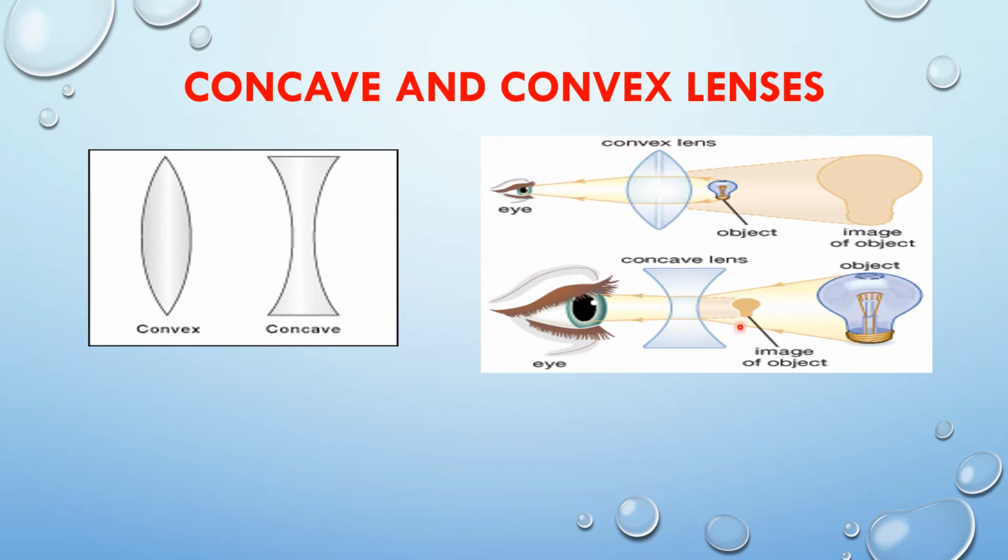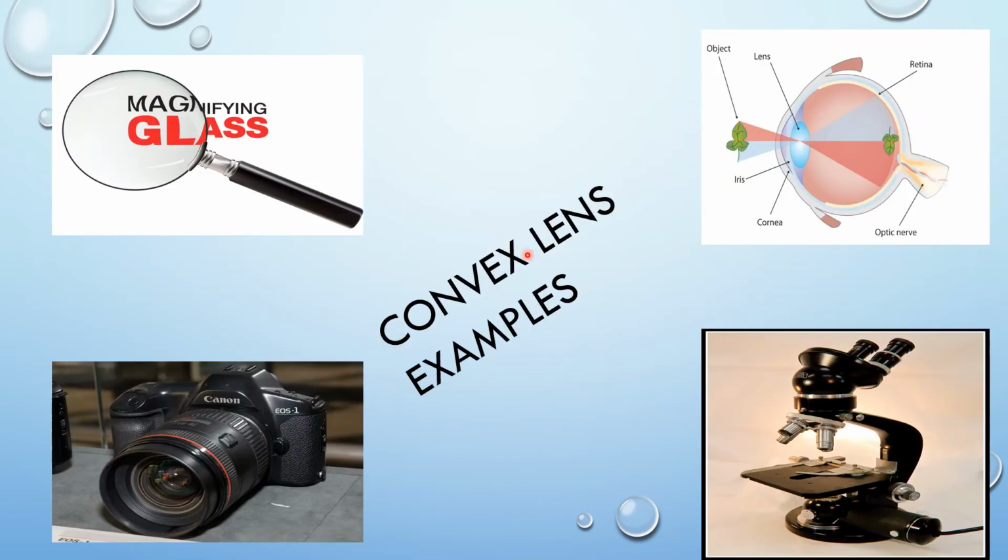Here I have shown one best example. We can say one object, a bulb. We are taking a convex lens here. The bulb will be magnified and appear bigger than it really is in a convex lens. But in a concave lens, it will appear smaller than it really is. This is a major difference. We should remember this always.